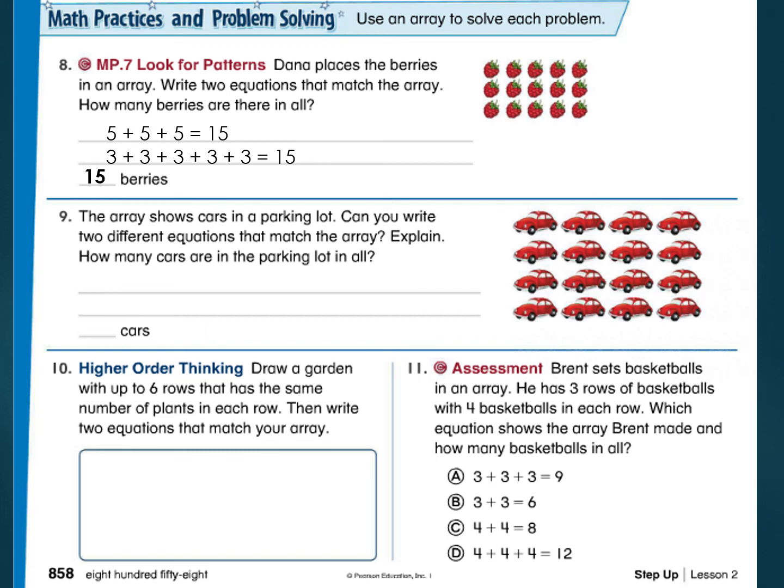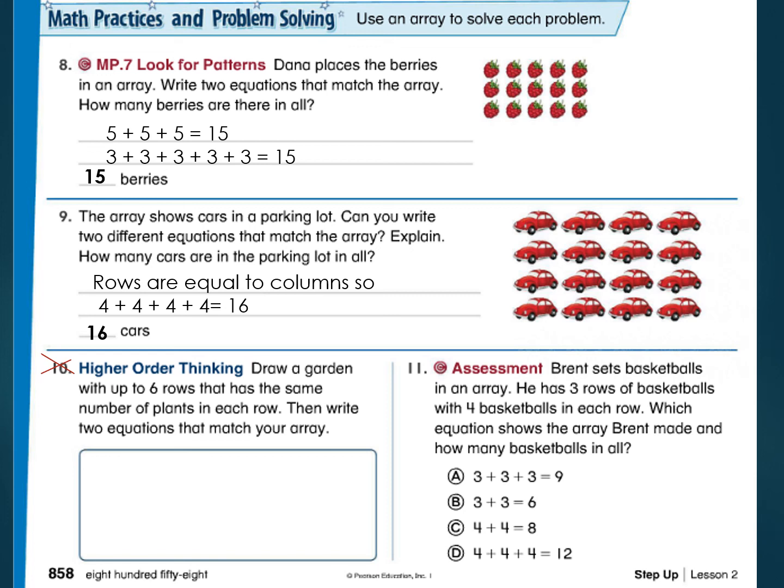So, boys and girls, because the rows are equal to the columns, we have just one equation, because it's the same equation between rows and columns. 4 plus 4 plus 4 plus 4 equal 16. Number 10, boys and girls, cross it.